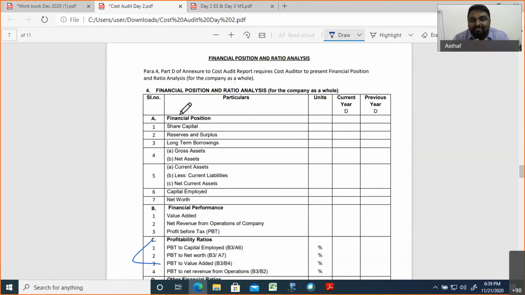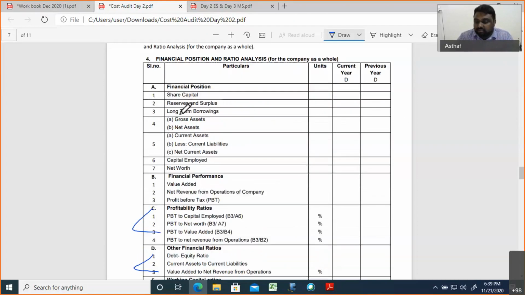I am just showing you how the financial position will come. This will come under Part D, Para 4, which will ask for share capital, reserve, long-term borrowing, gross asset, net assets, current liability, current asset. All these data we will take from the audited balance sheet. That means these data we will take from the financial accounts.